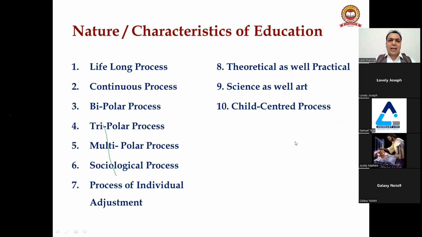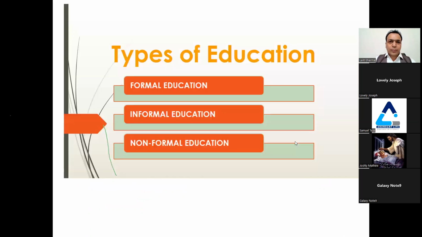So these are the nature and characteristics of education. Then again, these are the types of education. Okay, so education is of three types. One is formal education, second is non-formal, third you can say informal. Okay, here on the slide it is written informal. Informal I will discuss in the third part. Okay, first is formal education, second is non-formal education, third is informal education.